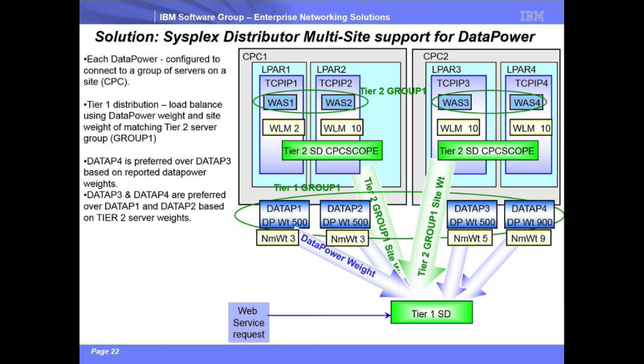So if you look at the back-end WLM weights on CPC1, you can see that the combined weight of WAS1 and WAS2 is going to be 12, as opposed to the combined weight of 20 on CPC2. And so that causes DataPower 3 and 4 to be preferred over DataPower 1 and DataPower 2. And so looking at the final normalized weights that are used, DataPower 1 and DataPower 2 have a lower weight than DataPower 3, and that's 5 to 3. And then finally DataPower 4 is preferred over all 3 with a weight of 9.